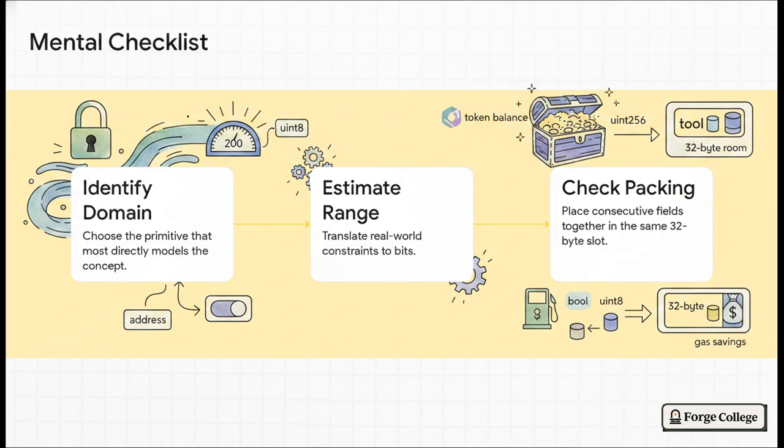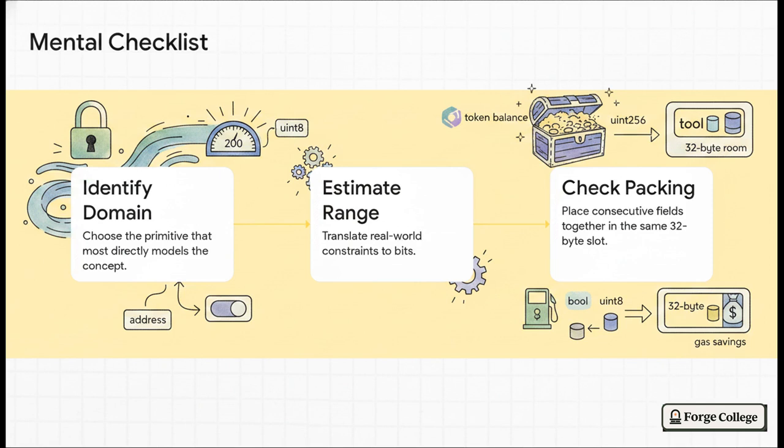Here is your 3-step mental checklist for picking the right data type. Step 1. Identify the domain. What is the concept? If it's ownership, you use an address. Simple toggle, use a bool. Step 2. Estimate the range or width. For instance, if you're building a counter that will absolutely never go above 200, a uint8 fits perfectly, because its maximum value is 255. But if it's a token balance, you probably need a uint256.